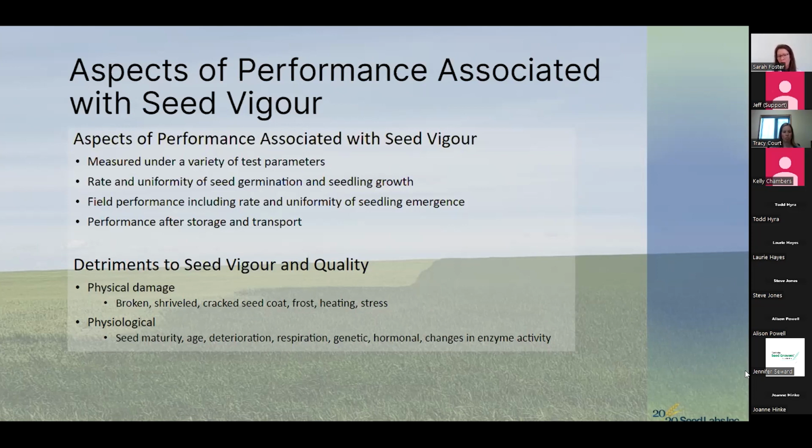And then the physiological aspect of vigor and how that impacts vigor is very important. It's things like age and maturity. So the age of the seed, the maturity of the seed. Seed can deteriorate a lot quicker in poor storage conditions. And the vigor of seed can deteriorate much quicker or earlier than you start to see it happening in the germination test. Respiration, genetic traits, hormonal changes, and changes in enzyme activity are all a part of what affects vigor. If you go to the next slide, please.